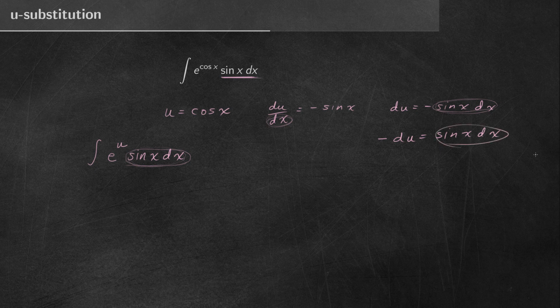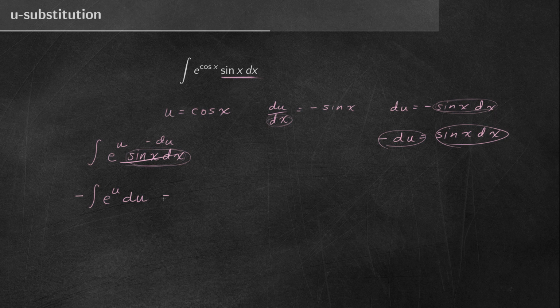And now I can make that substitution. Negative sine x dx becomes negative du. So I get the integral of e to the u times -1 times du. And when you multiply by a constant, we've seen the property where you can bring the constant outside of your integral. So we just multiply the whole integral by -1.